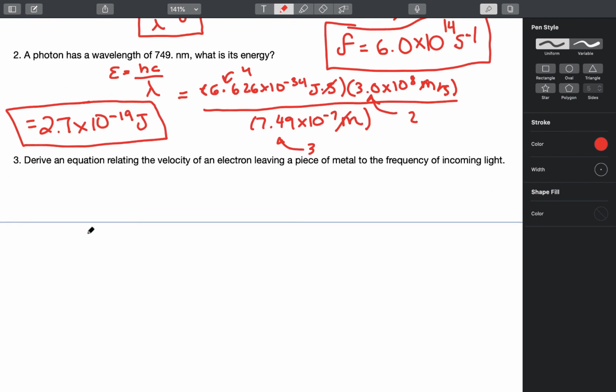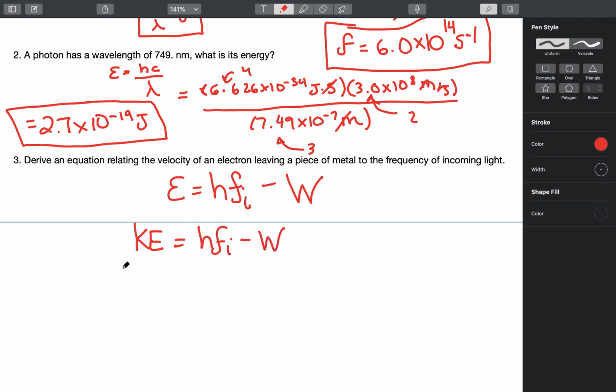Okay, so the last one is the hardest out of the three. Here I am asking you to derive an equation relating the velocity of an electron leaving a piece of metal to the frequency of incoming light. So here it requires a knowledge of the photoelectric effect. Remember that the kinetic energy is equal to h, the Planck constant, times the frequency of the incoming light, minus the work function. So we know that this E is equal to the kinetic energy, so we can set this equal to hf minus W.